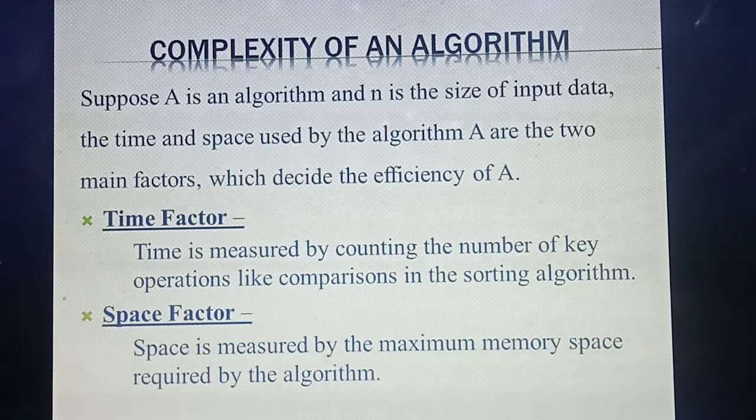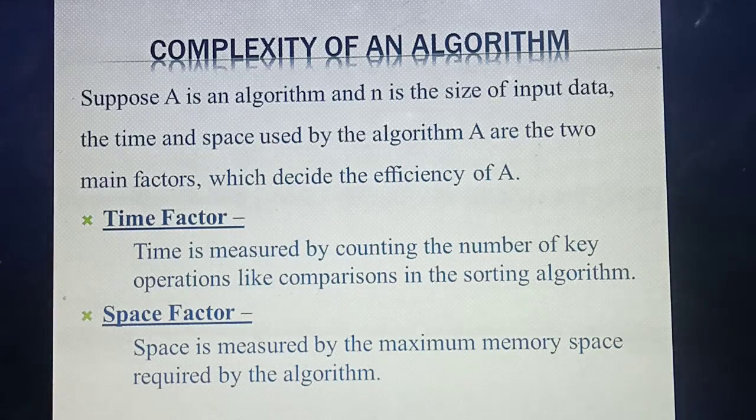Based on the operations you are using in that algorithm, it will determine how much time is required for this algorithm to compute. Understood time factor? Time factor is mainly measured by counting the number of operations. If you are adding two numbers, only one operation will be there. Adding 50 numbers means that many operations will be there. Based on that you need to calculate the time factor. Okay, next one is the space factor.